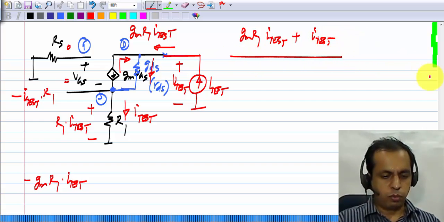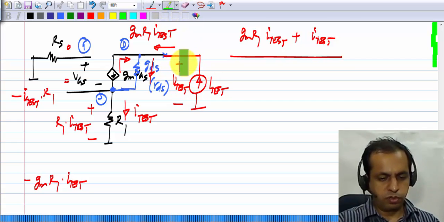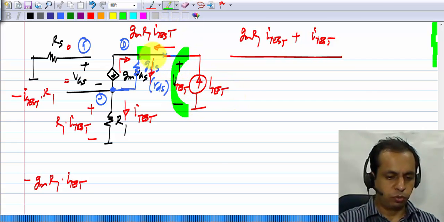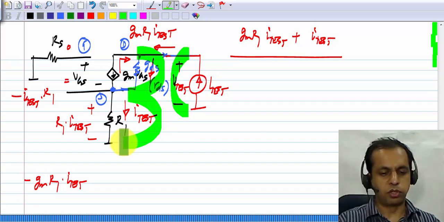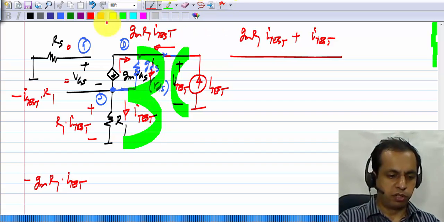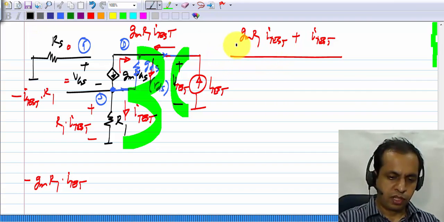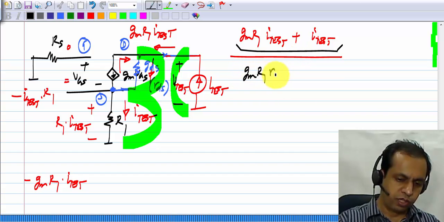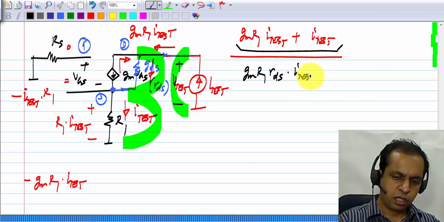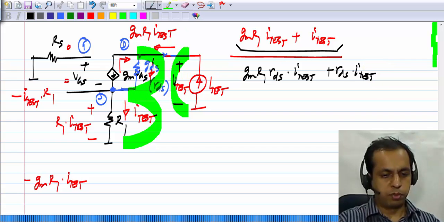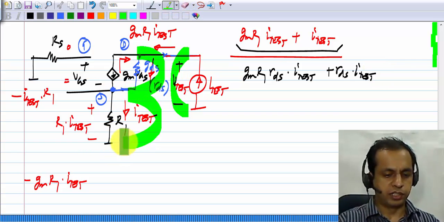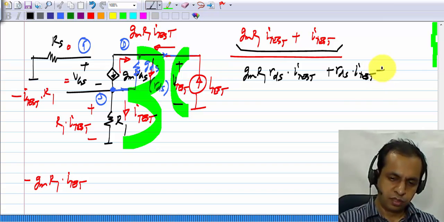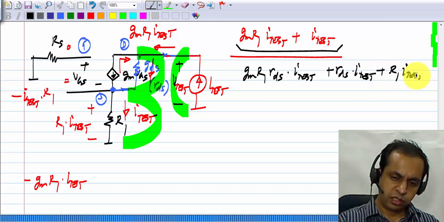Okay, so now we can write down the voltage drop V test in a straightforward way. It is equal to the voltage drop across RDS plus the voltage drop across R1. The voltage drop across RDS is this current times RDS. So it is GM R1 RDS times I test plus RDS times I test. The voltage drop across R1 is I test times R1. We have already calculated that. Plus R1 times I test. This whole thing equals V test.